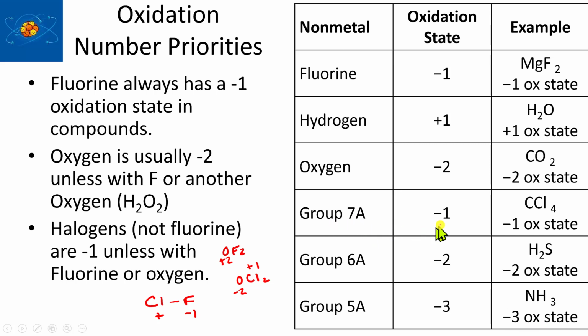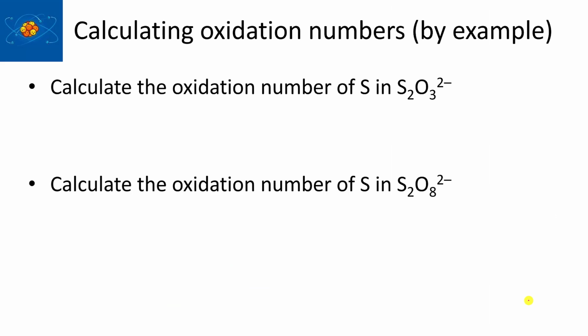For group 7A, which would be the halogens, their oxidation number is usually minus 1. So in a compound like CCl4, they each take a minus 1 charge, and then the carbon has a plus 4 charge, for example. And in NH3, the nitrogen is more electronegative than the hydrogen, and as a result, group 5A generally is a minus 3 charge, or nitrogen's usually minus 3. When it's bonded to hydrogen, the hydrogens have plus 1 each, and then the nitrogen will have a 3 minus charge. So let's practice and do some oxidation numbers in a couple of different polyatomic ions.